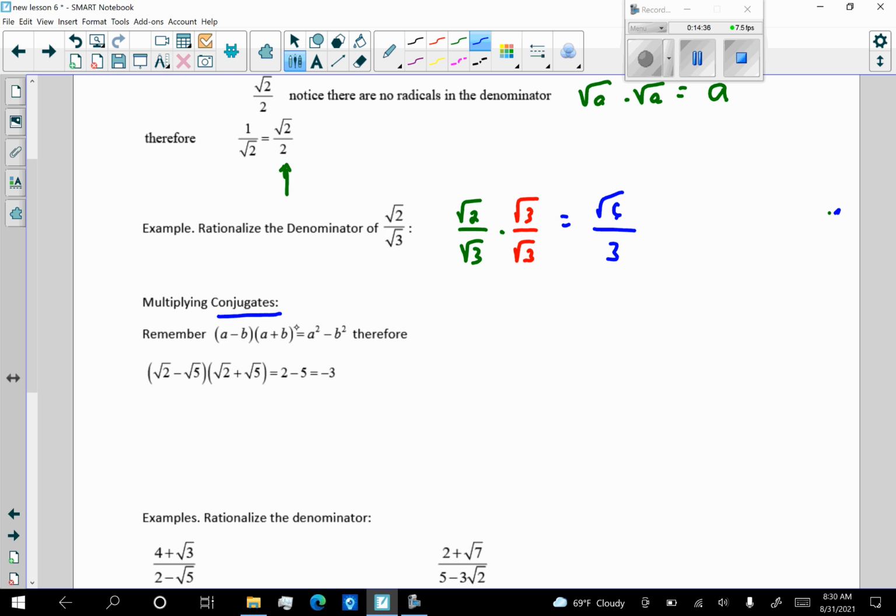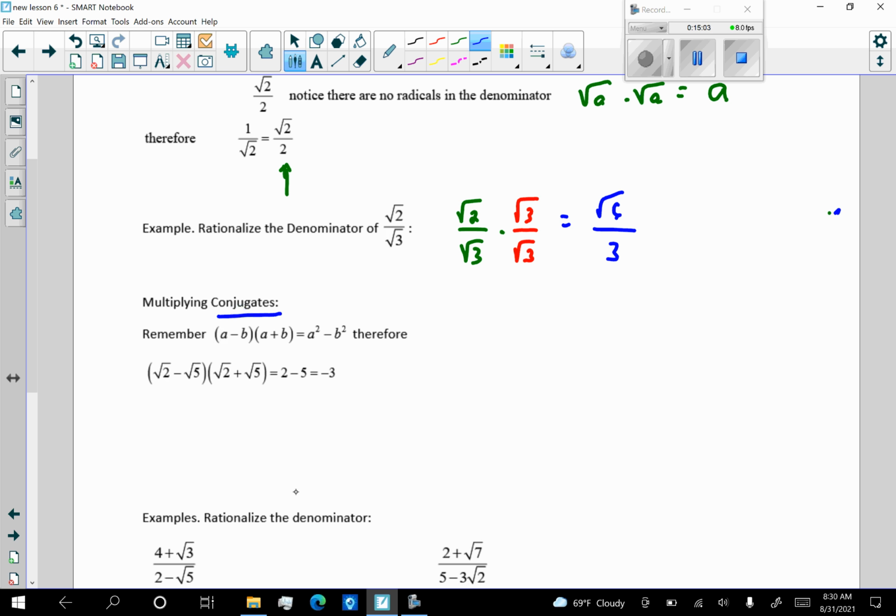Here's what makes this really nice. If I have the square root of 2 minus square root of 5, if I want to get rid of all that, I'm going to multiply it by square root of 2 plus square root of 5, and look at what's going to happen. That's going to be square root of 2 times square root of 2 is 2. Minus square root of 5 times square root of 5 is 5, is negative 3. Now there are no square roots or roots in -3.